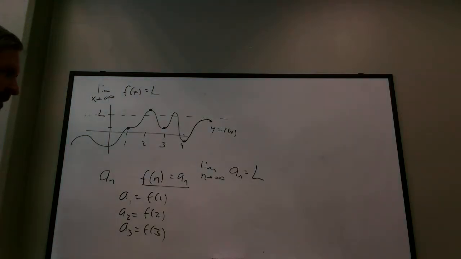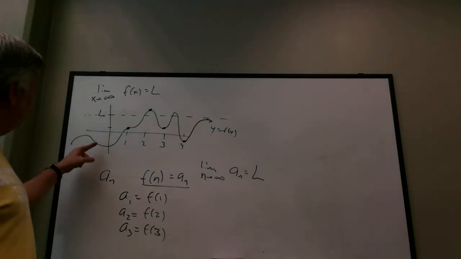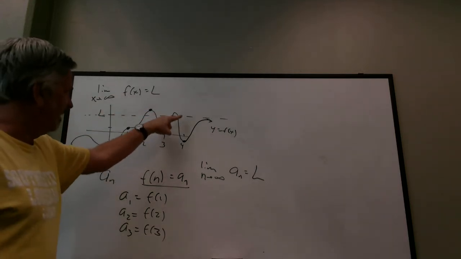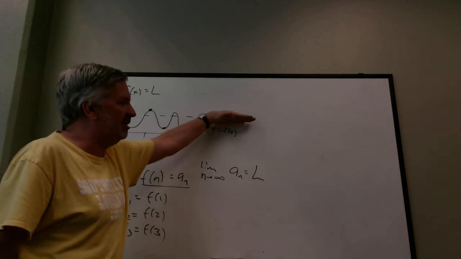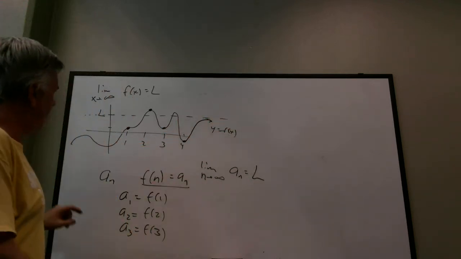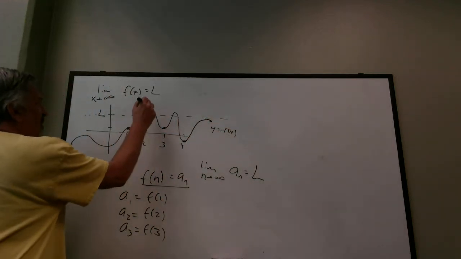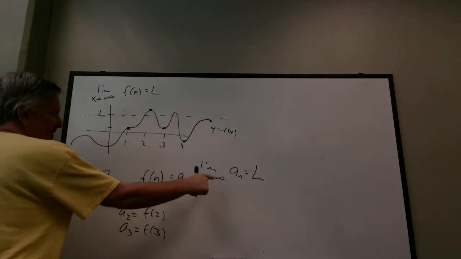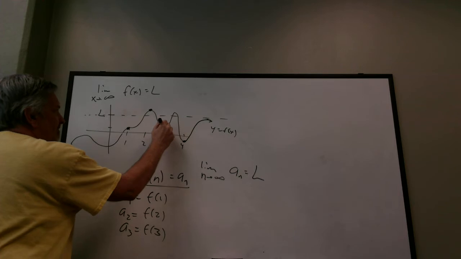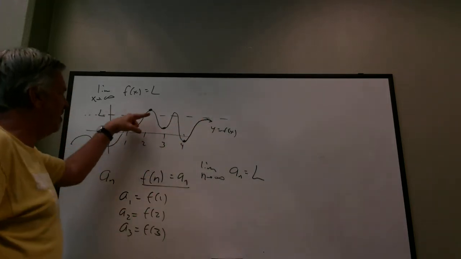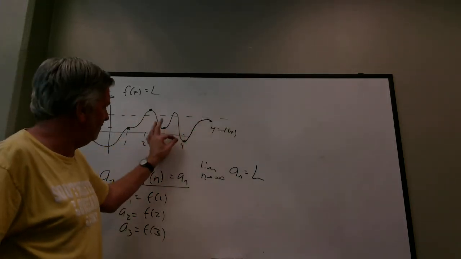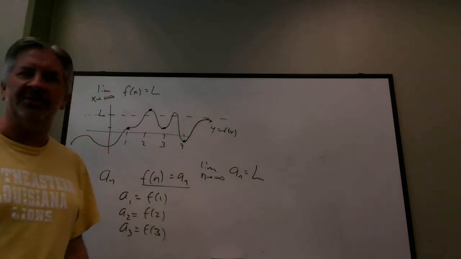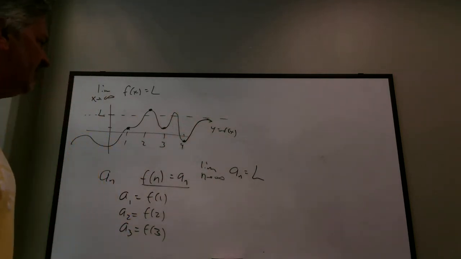This is not earth-shattering. If your function f of x, the solid graph here, eventually gets to L, and then you just pick certain points on that graph, the sequence points, aren't those sequence points going to have to start going to L? If you can't jump off of the graph, eventually the sequence points are going to go to the same thing. That's all that this is saying.